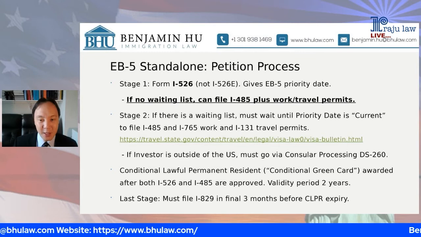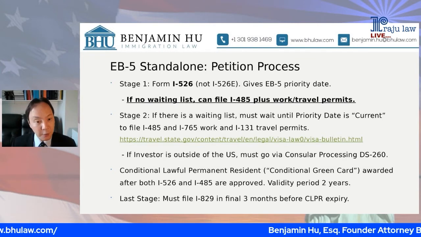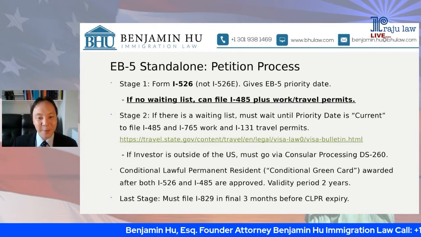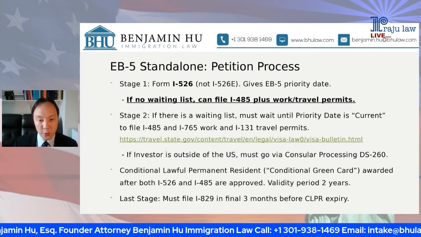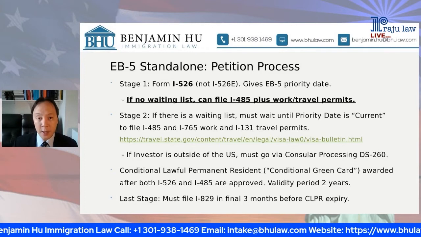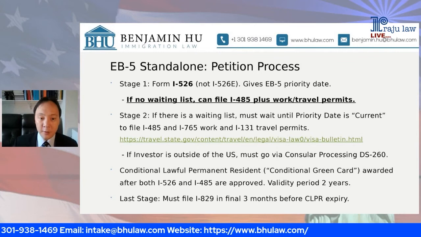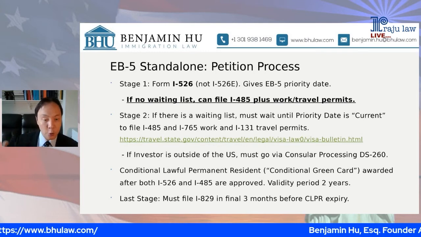However, stage two, if there is a waiting list, which there currently is not for any country as we speak, which is November 2023, if there is a waiting list, you must wait until your priority date is current for your country of birth. So until it's current, you cannot file the 485. Right now, there is no waiting list for new EB5s. For old EB5s, you can check online. There are quite a few waiting lists, but those have already closed. And now if you file an EB5, you're under the new categories.